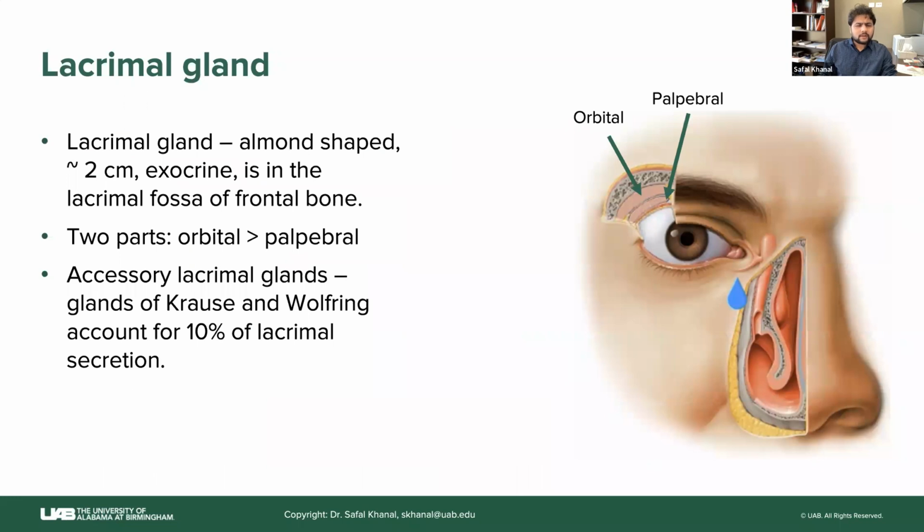When we look at the lacrimal gland, it is an almond-shaped gland located in the superior temporal part of the frontal bone in the orbital fossa. It is exocrine. It releases contents by ducts, and it has two parts: the orbital part, which is the bigger one, and the palpebral part, which is closer to the eyelid. It also gets support from the accessory glands of Krause and Wolfring. About 10% of secretions come from those two accessory glands.